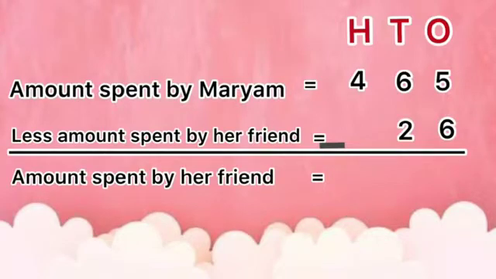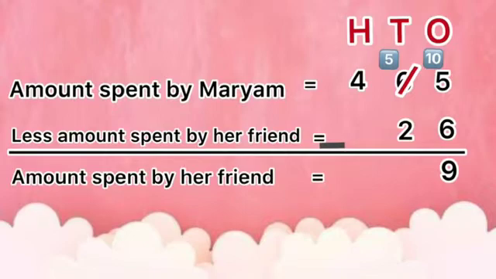Students, as we have already learned, in step 1 we subtract the ones. We cannot subtract 6 ones from 5 ones. That's why we borrow 1 ten as 10 ones from the tens place and carry it to the ones place. And it will become 15. Now students, subtract 6 ones from 15 ones. And it will become 9 ones.